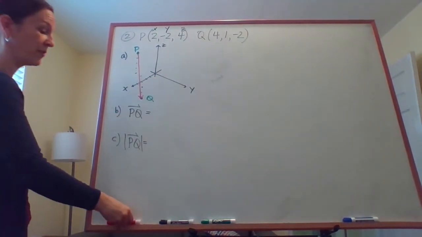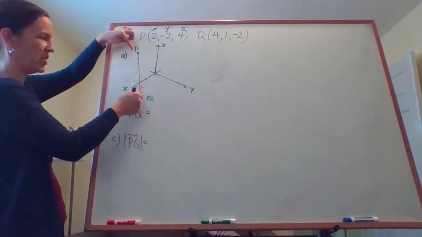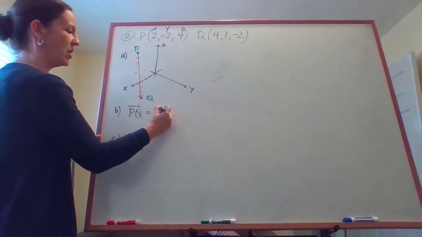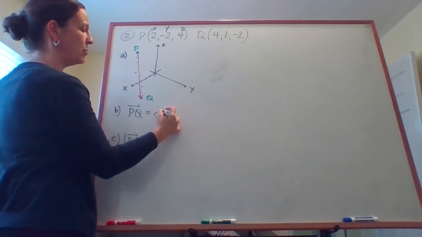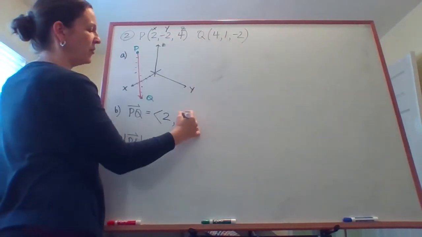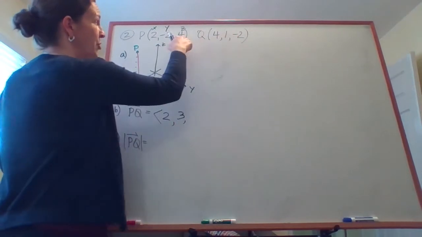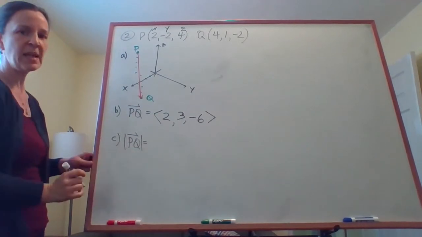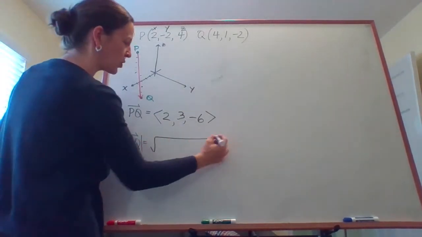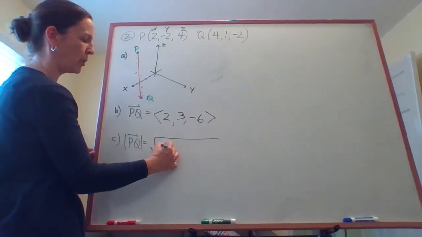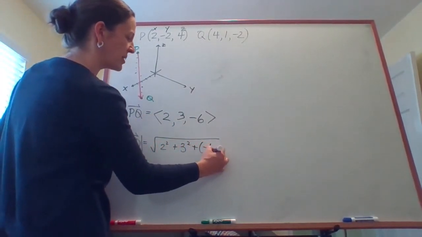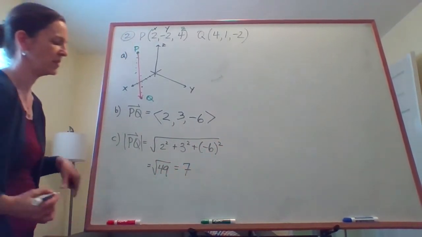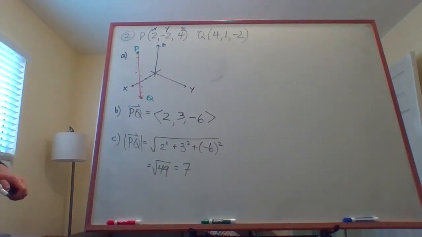In part B, I asked you to find that position vector PQ. Remember, a position vector is basically relocating PQ so that it starts at the origin. And the way I do that is I subtract 4 minus 2, so that's 2. 1 minus -2, that's 3. And -2 minus 4, that's -6. So the position vector was (2, 3, -6). To find the magnitude of that in part C, I'm looking at the square root of the sum of the squares of my components. So 2 squared plus 3 squared plus -6 squared. That works out to be the square root of 49, or 7. So the magnitude of my PQ vector was 7.